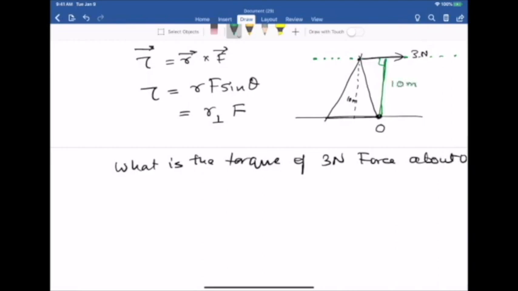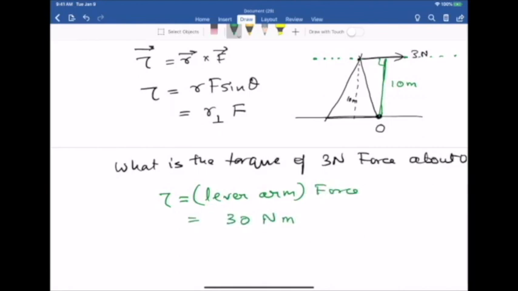So we found the lever arm, we already know the force, so we can easily find the torque as torque is equal to lever arm multiplied by force, which is 30 newton meters.